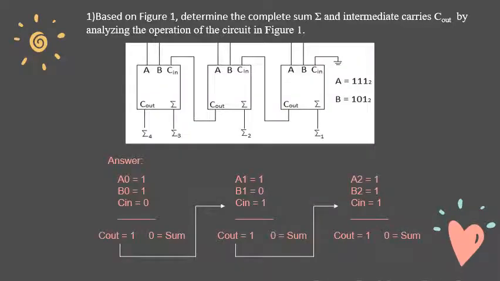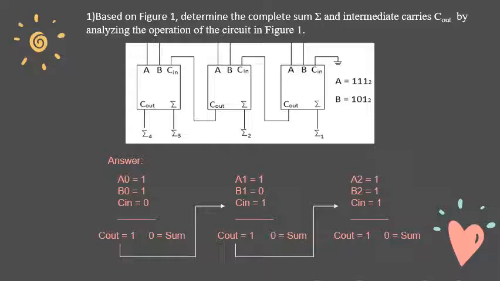So for question 1, based on figure 1, determine the complete sum and intermediate carries C out by analyzing the operation of the circuit in figure 1. Based on figure 1, this circuit has 3 binary inputs and 2 binary outputs. The binary inputs are A, B and C in, while the binary outputs are C out and sum. For this question, we have to find the output for sum and C out.